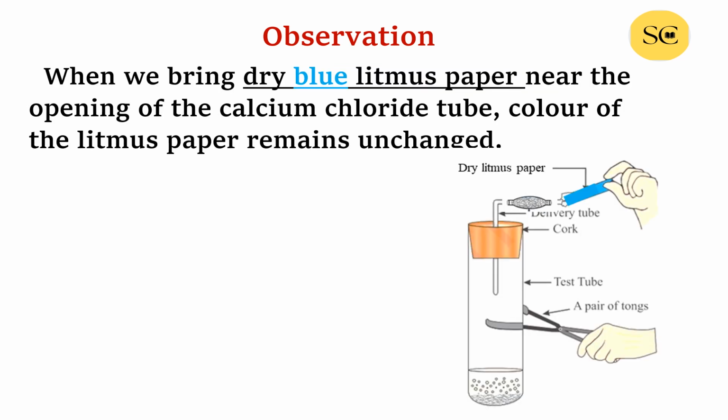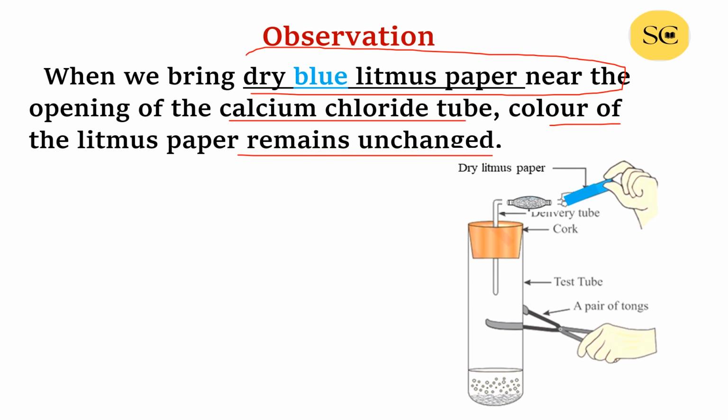Okay, now second time we bring a dry blue litmus paper near the opening of the calcium chloride tube. The color of the litmus paper remains unchanged. Okay, here at the mouth of the delivery tube we use a guard tube containing calcium chloride. Now the gas passes through this guard tube and comes in contact with blue litmus paper. You can see there is no change in the color of the blue litmus paper. It remains unchanged.